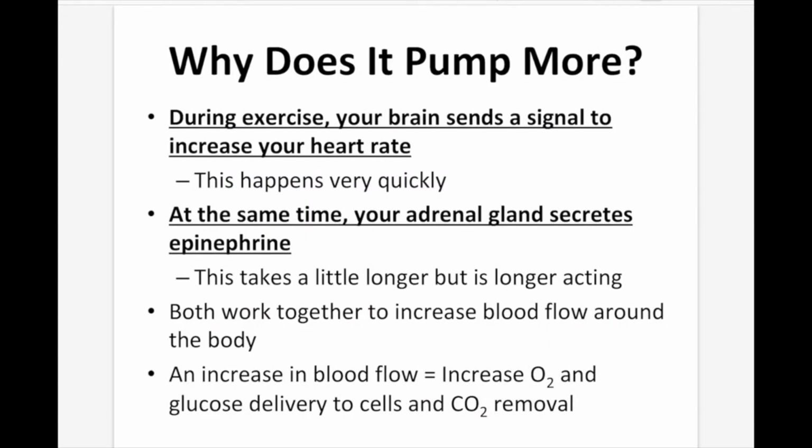So why does it pump more? Well, during exercise, your brain sends signals to increase your heart rate. This happens very, very quickly. At the same time, your adrenal gland secretes epinephrine. This takes a little longer, but is longer acting. Both work together to increase blood flow around your body.